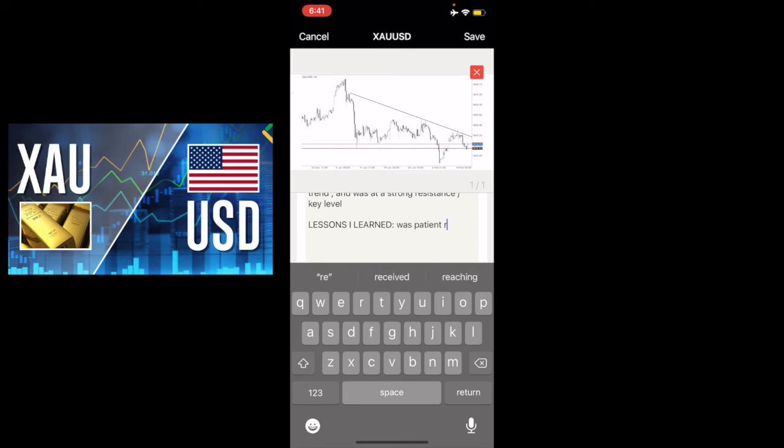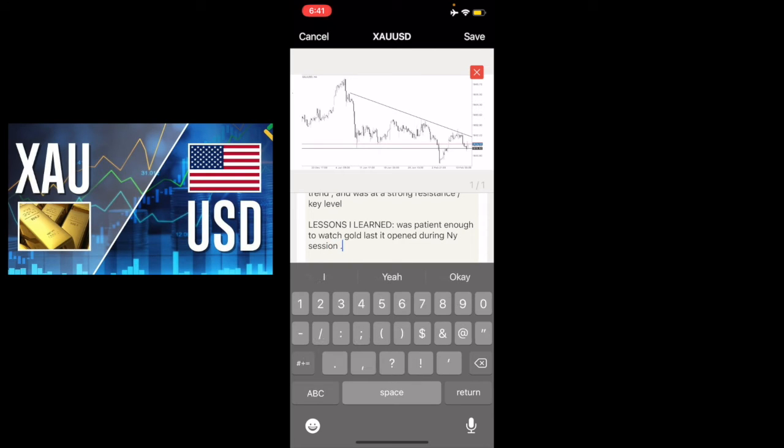Was patient enough to watch gold as it opened during the NY session. Yeah, so usually for me, I like to trade gold during the NY session, so that's how I would save that. So I think then we save it.